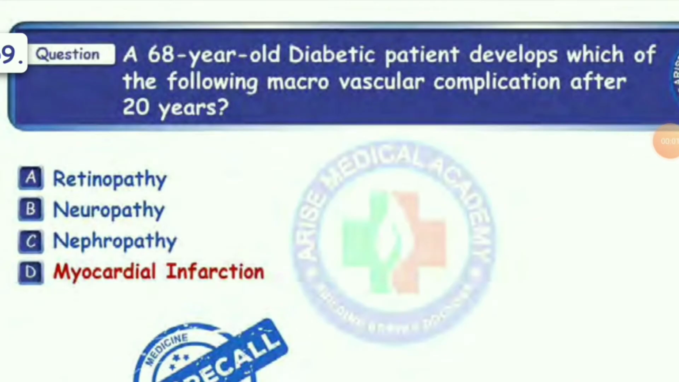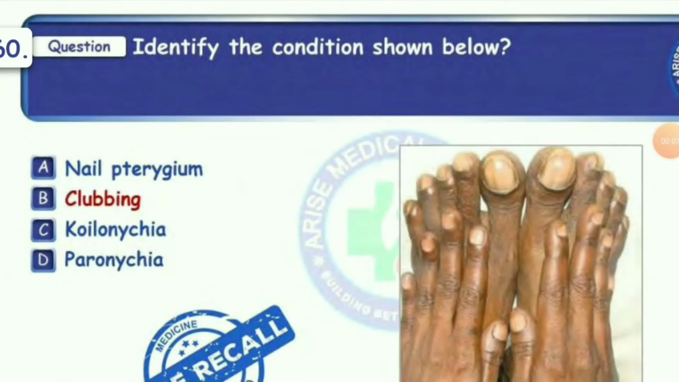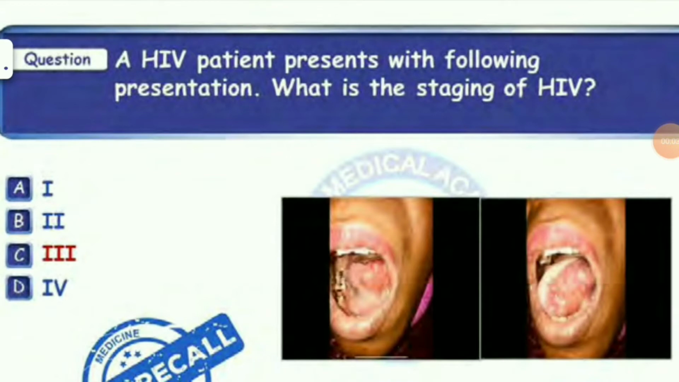Question: a 68-year-old diabetic patient develops which of the following macrovascular complications after 20 years? Options are retinopathy, neuropathy, nephropathy and myocardial infarction (MI). The answer is MI, myocardial infarction. Next question, identify the condition shown below. The answer is clubbing.